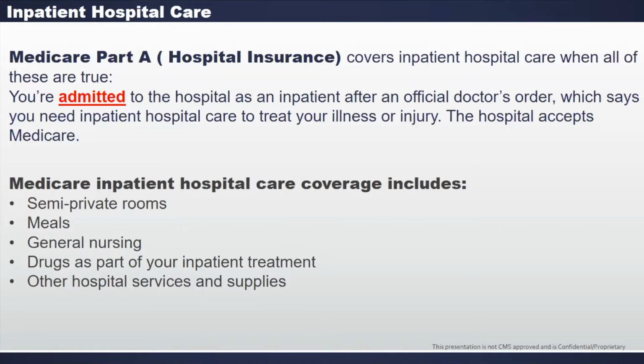Exactly what they cover as part of that hospital stay is a semi-private room, the meals that you get while you're in the hospital, any of the nursing care that you get, and drugs. Because we normally think Part D for drugs, or maybe even Part B for some of the drugs, but while in the hospital, any drugs that are part of your treatment are going to be covered by Part A, and any other services or supplies that the hospital brings to the table. Those will be covered.